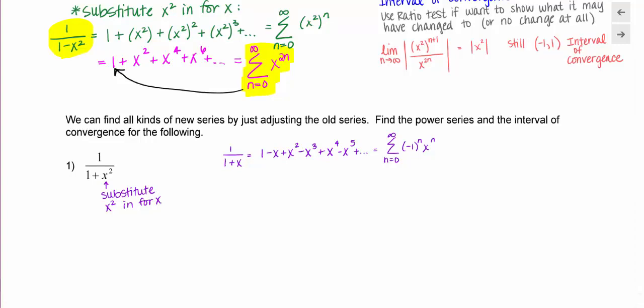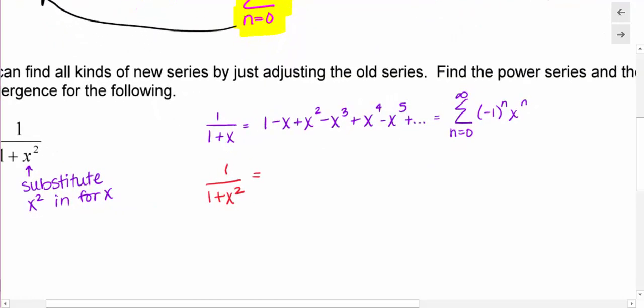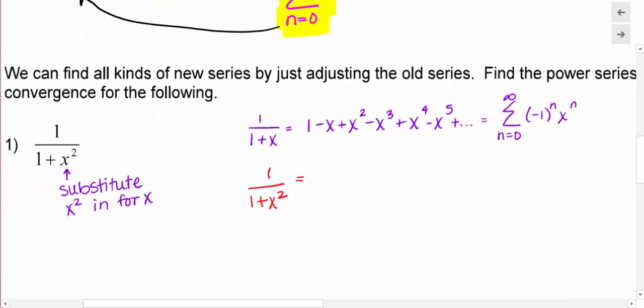Again, you should have that as a resource. I'm not expecting you to memorize that yet. We'll be able to derive that soon because this is just the geometric series. But we're going to substitute in x squared in place of x. Okay, so I have 1 over 1 plus x squared. And again, I'm substituting, so I will use parentheses so that I'm accurate.